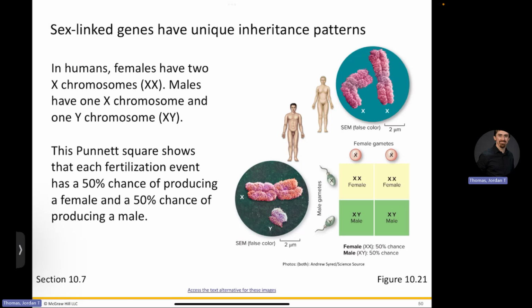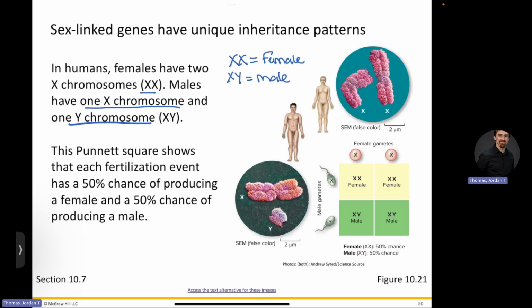So sex-linked genes have unique inheritance patterns. In humans, females have two X chromosomes, and males have one X chromosome and one Y chromosome. So XX sex chromosomes equals female, XY chromosomes equals male. I do want you to know this because it can be important very soon.